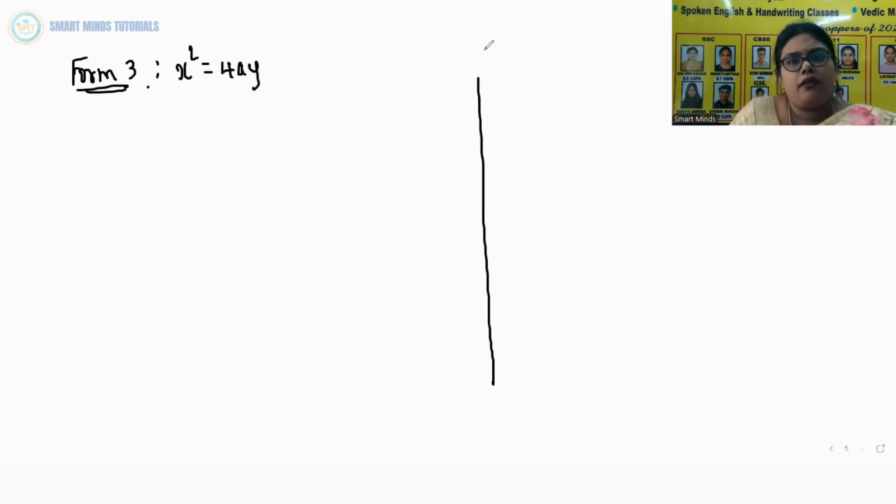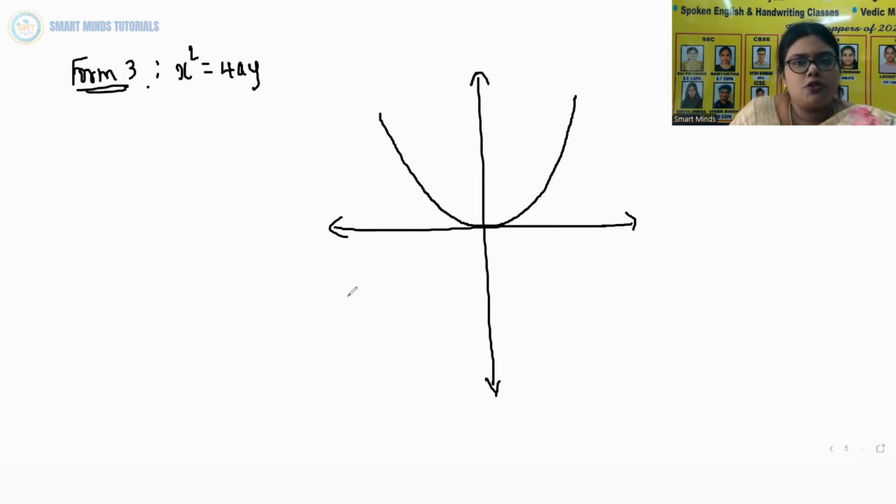Now let's take form 3. What is form 3? x square equals 4ay. Again, this is the y-axis and this is the x-axis. If it is x square is equal to 4ay, then the parabola is an upward parabola. This will be the directrix, this is the vertex, and over here this is the focus. The focus is 0 comma a here. In the previous two forms it was a comma 0 and minus a comma 0, but because it is upward, that is, the axis is the y-axis, we get 0 comma a. And the directrix will be y plus a equals 0.